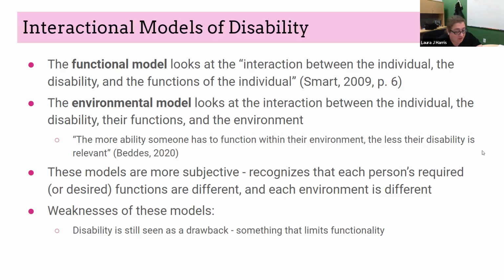So the thing about these interactional models is that they realize that each person has different required functions based on their interests, their aptitudes, and so forth, and that each environment is going to be different as well. Again, like many of the other disability models we've looked at, disability is still seen as a drawback, as something that limits people's functionality.